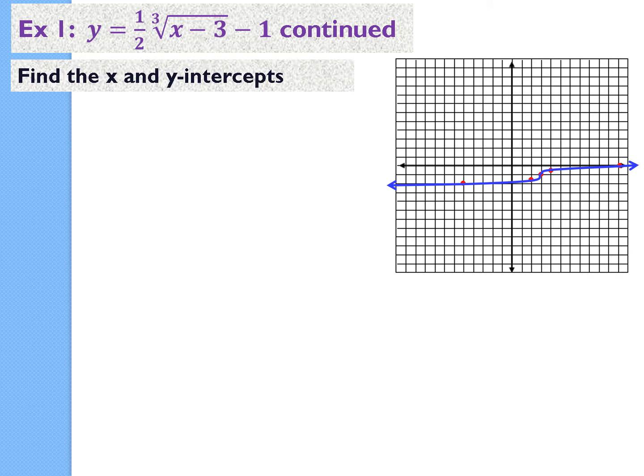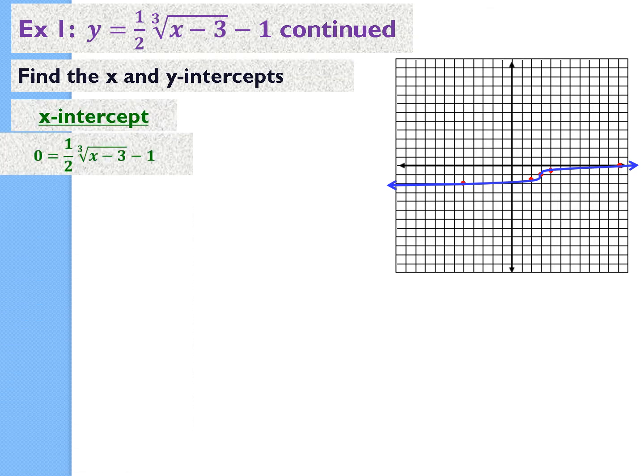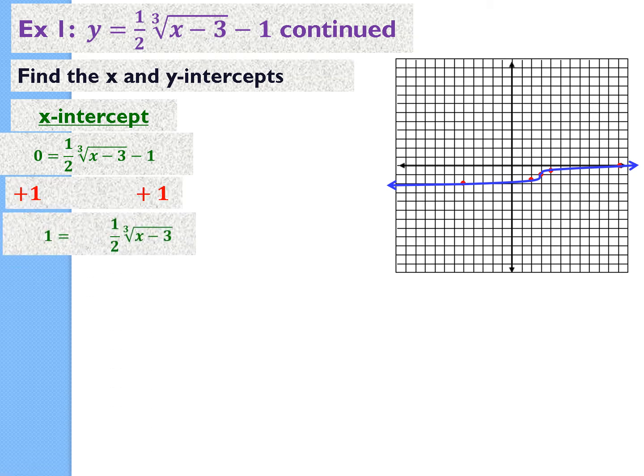Now, let's find the x and y intercepts. If you remember from every other lesson we've had, for the x-intercept, that is where y goes to 0. So we have to solve and isolate the cube root. The first thing we're going to do is add 1. That gives me 1 equals 1/2 times the cube root of x minus 3. To get rid of the 1/2, we multiply by 2. And that gets me 2 equals the cube root of x minus 3.